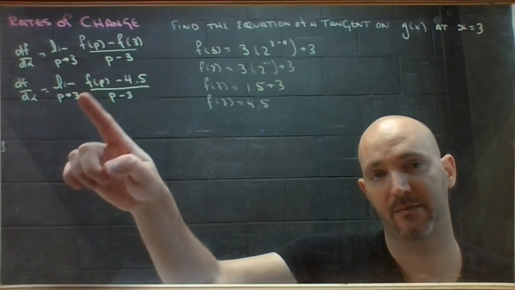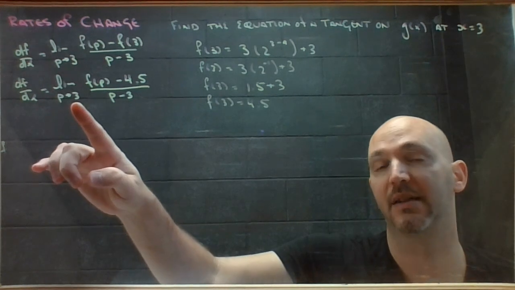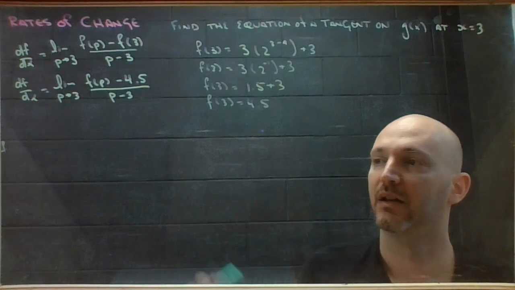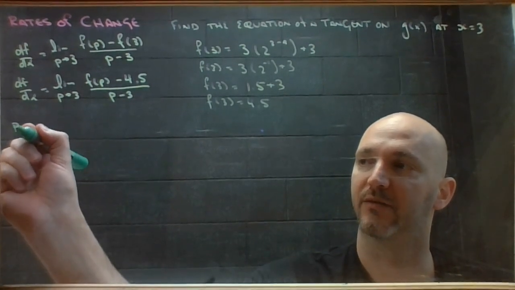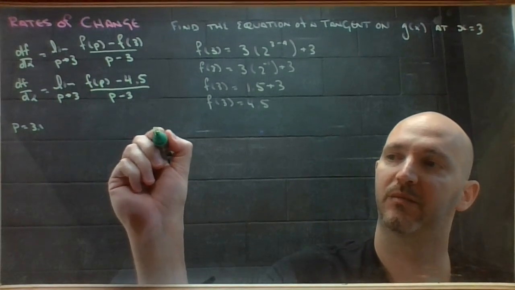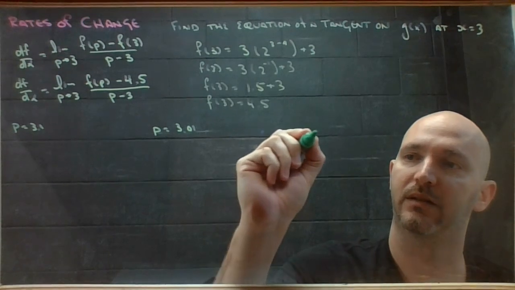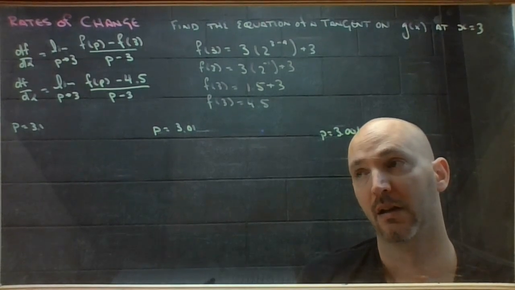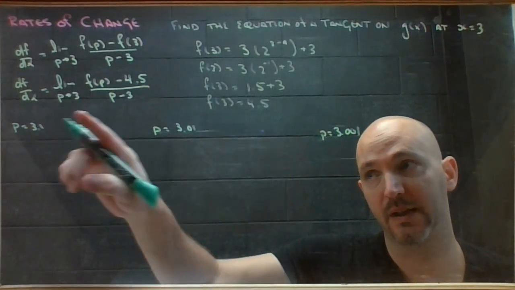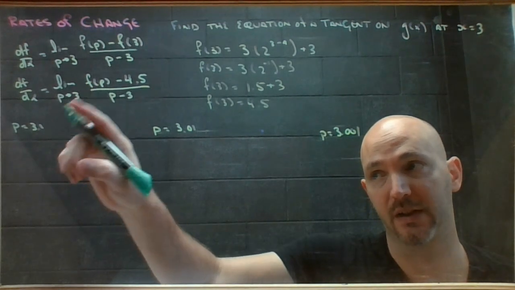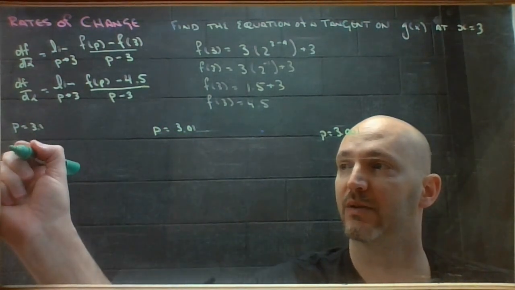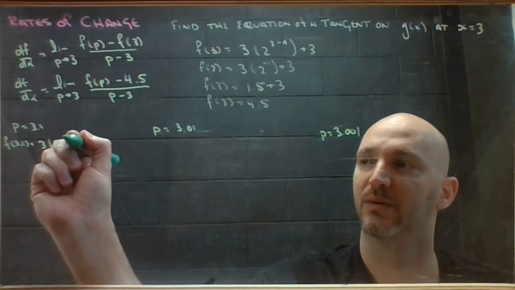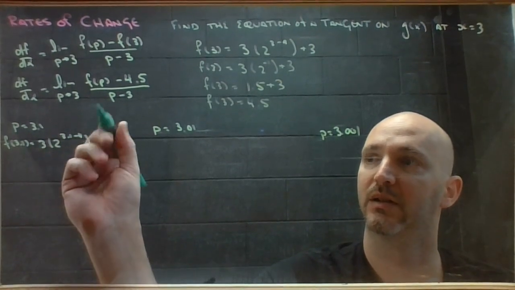Now to deal with this part, a limit is asking you to pick a series of numbers that creep up on this value. So I need numbers that get sequentially closer to 3. So I'm going to go with the classic choice of p is 3.1, p is 3.01, and p is 3.001. And once I've made those choices, I have to actually evaluate the function at each of those places. So I will need to do f at 3.1 is 3 times 2 to the 3.1 subtract 4 plus 3.